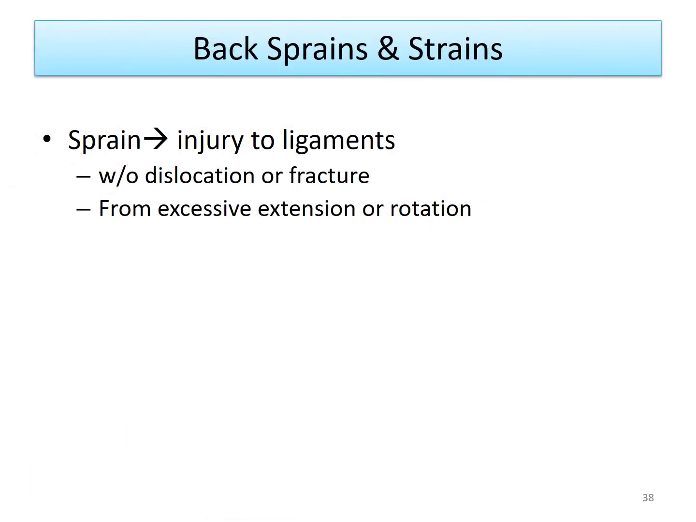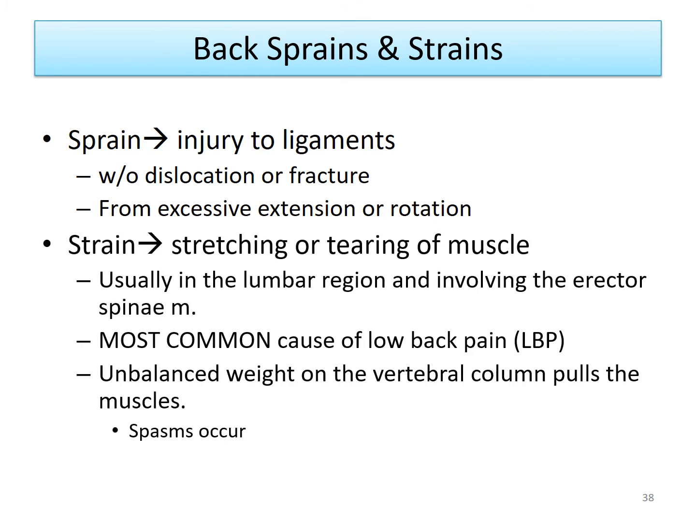Now let's talk briefly about back sprains and strains, and then also about some injuries. Sprains are injuries to the ligaments. They occur without fracture or dislocation, and they can occur from excessive extension or rotation. A strain is stretching or tearing of muscle. Usually this happens in the lumbar region and involves the erector spinae muscles. Most commonly, that is the cause of lower back pain.